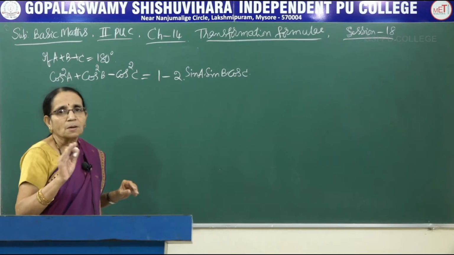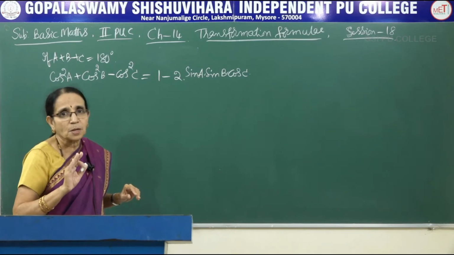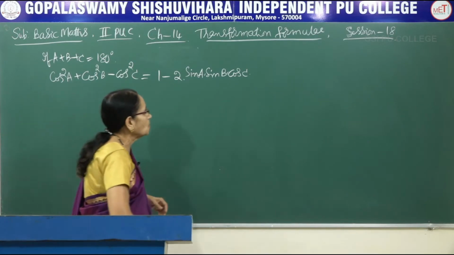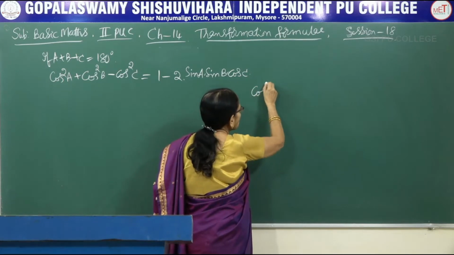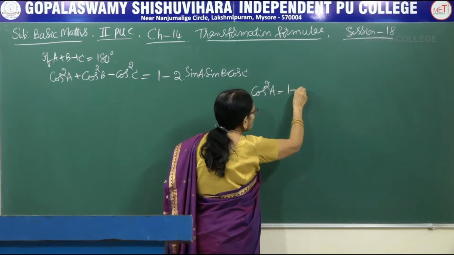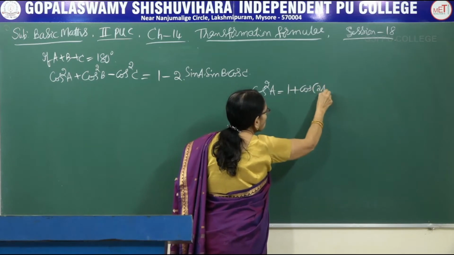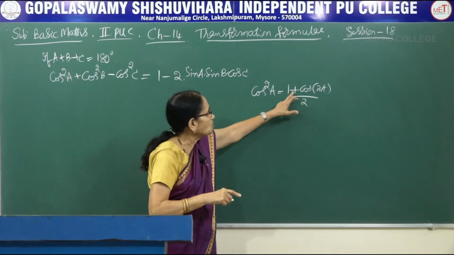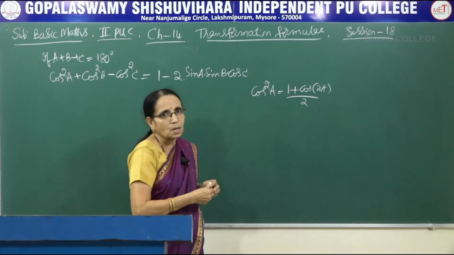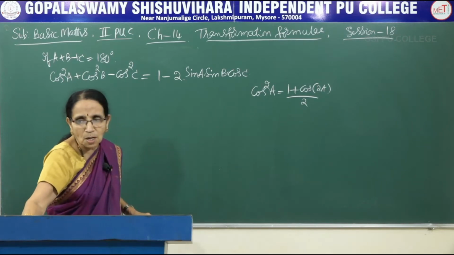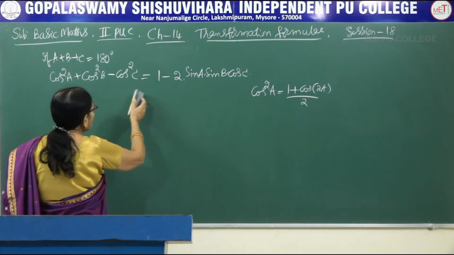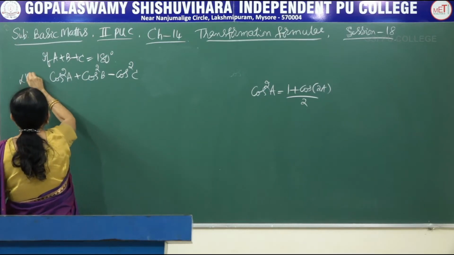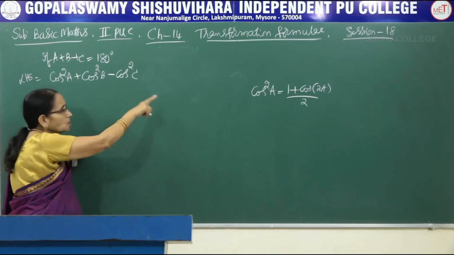So here the concept of the multiple angle comes into picture. You have to express the square term using the multiple angle formula. For that we use this result: cos square A can be written as 1 plus cos of 2A divided by 2. Use this result. Suppose I am having sin square A, it would be 1 minus cos of 2A divided by 2. Only the sign would be changed. So, what we have to do here is start with the left hand side and express each term using that result.